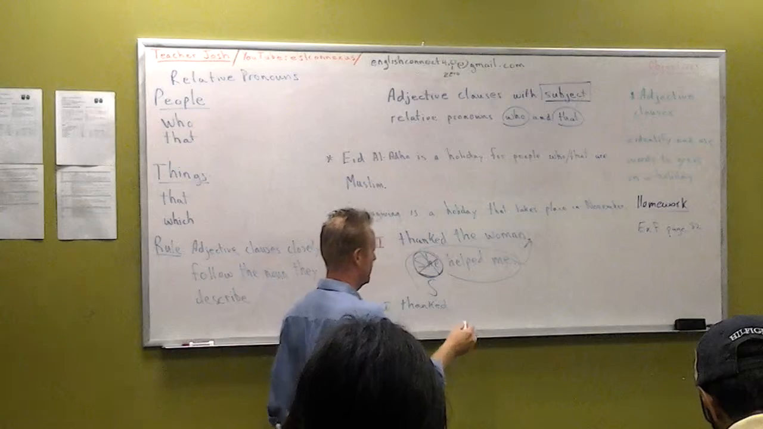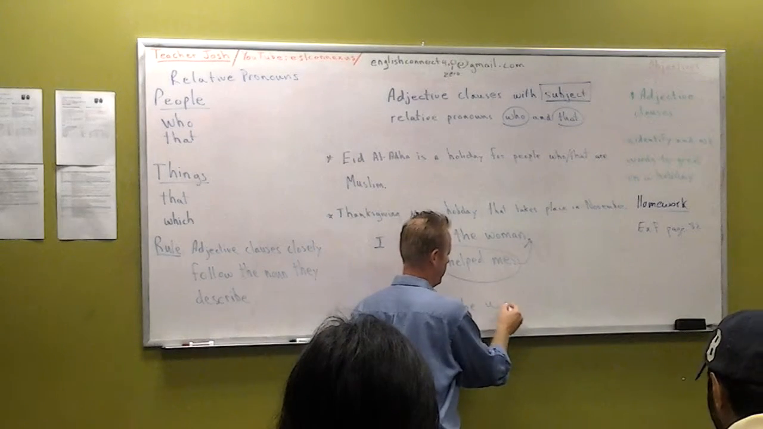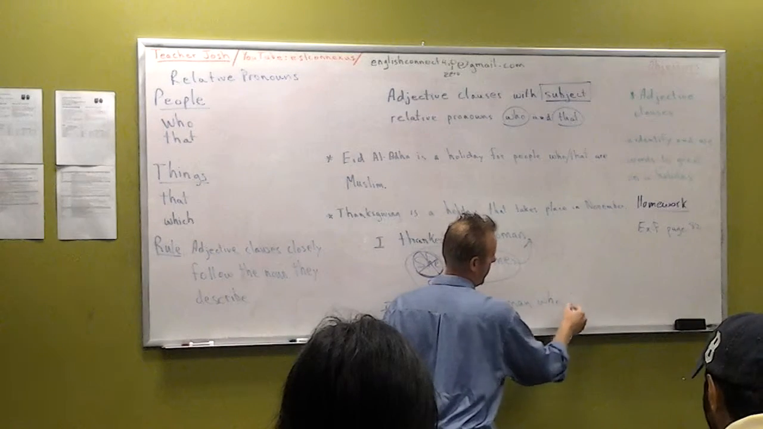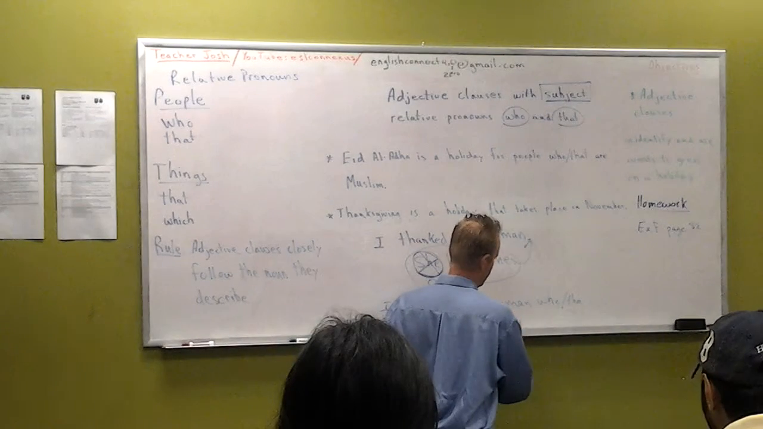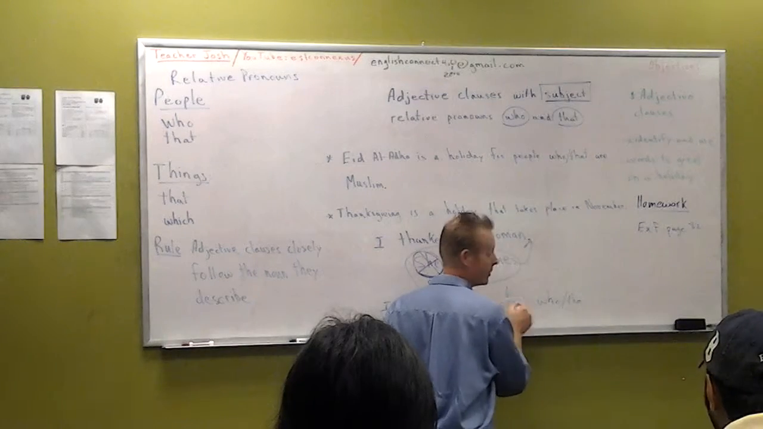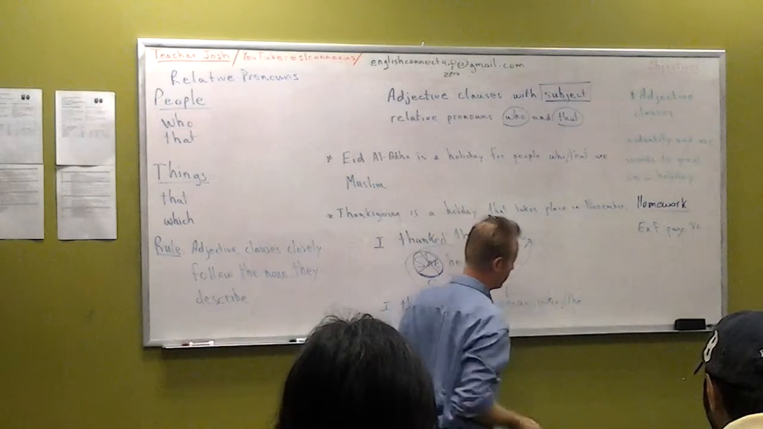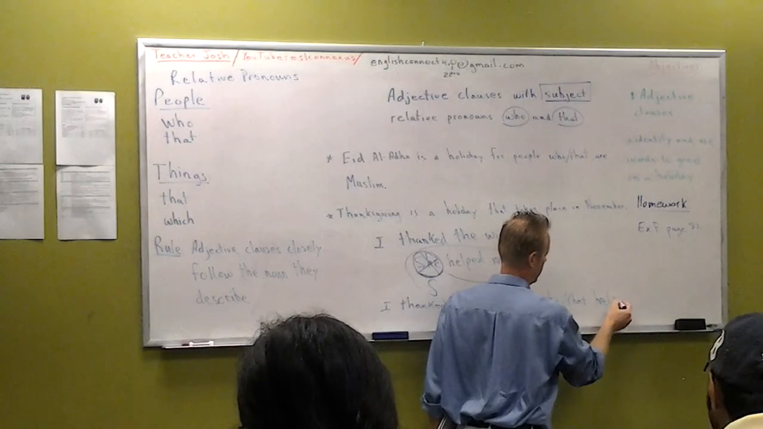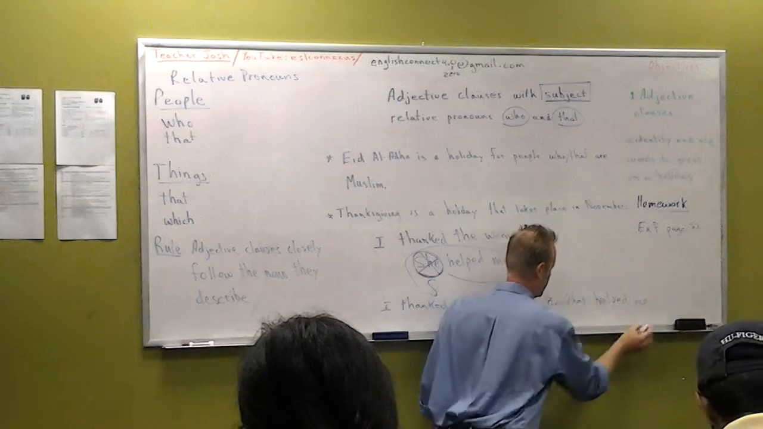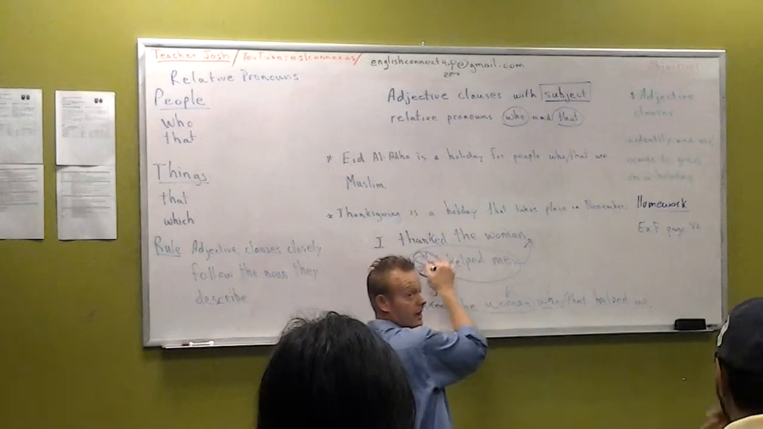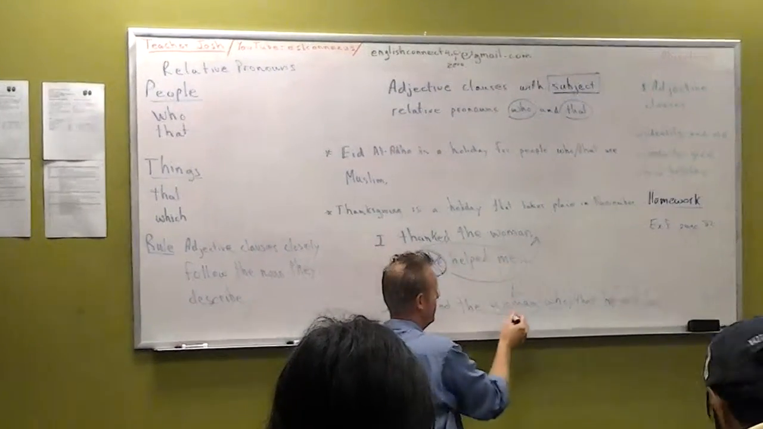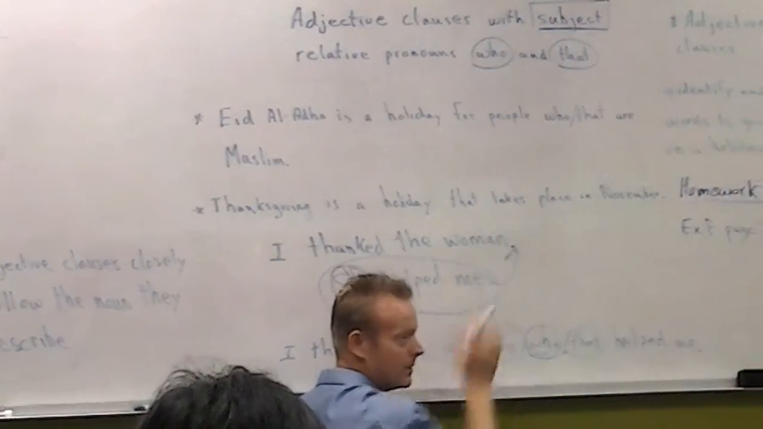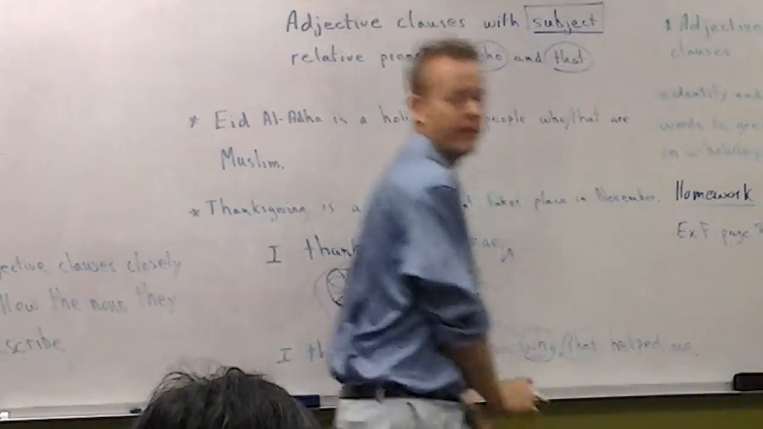I thanked the woman. Who or that? Yep. I could use who or that, because this right here is referring to a person. And we said when you refer to a person, you can use who or that. Helped me. So do you guys see what happened there? I got rid of the she, right? I got rid of the subject pronoun, and I just replaced it with this, and then I popped it into the sentence, right after the noun it modifies.